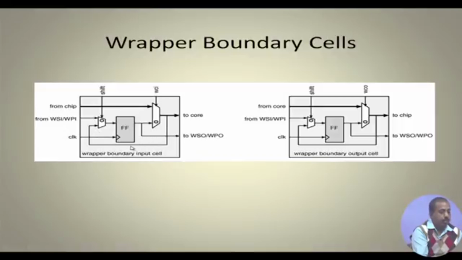So, we have this type of boundary input cell, and this is the wrapper boundary output cell. In the output cell, this is going to the WSO or WPO line, and this is going towards the chip, and that way we can design the output cell. Here, the WCI line controls whether the input will come from the chip or from the wrapper serial lines WSI or WPI, which will be applied to the core. We will continue in the next class.